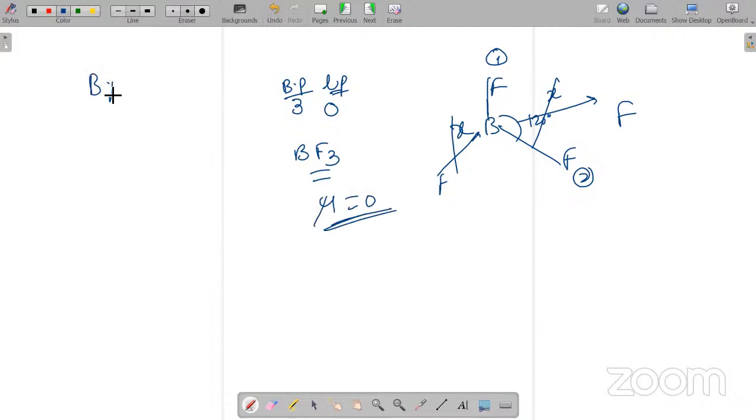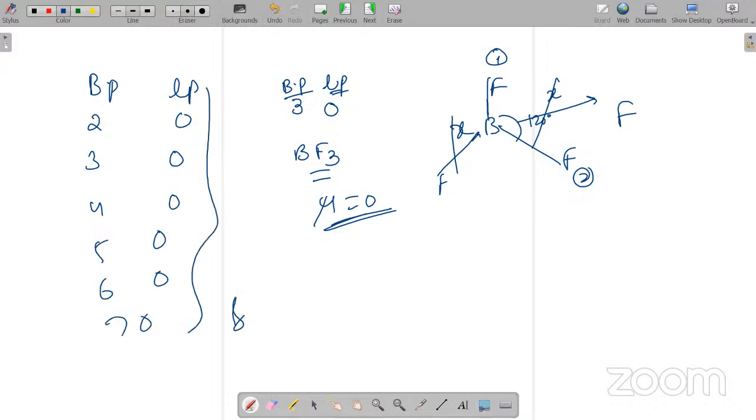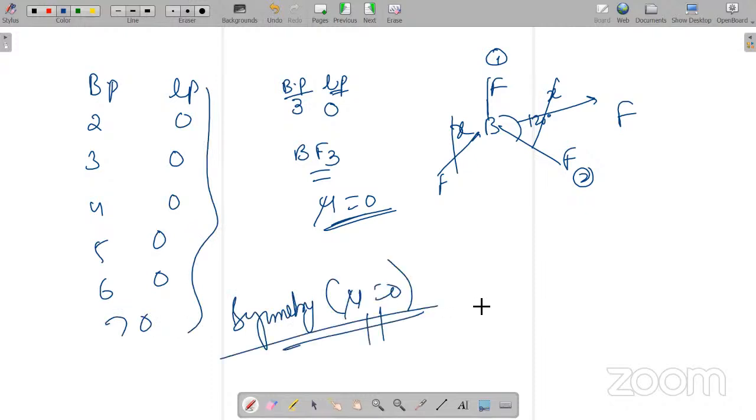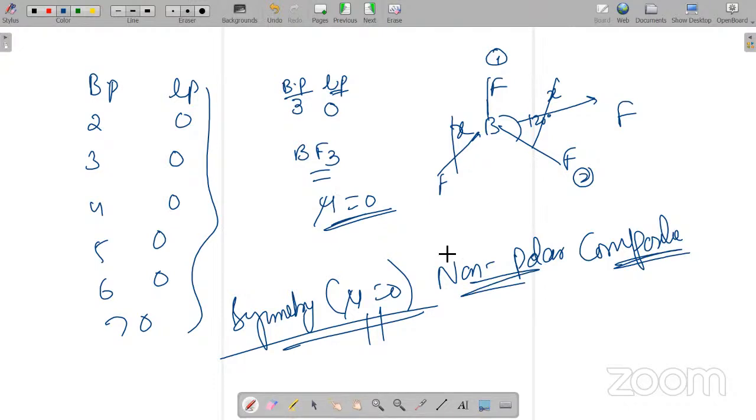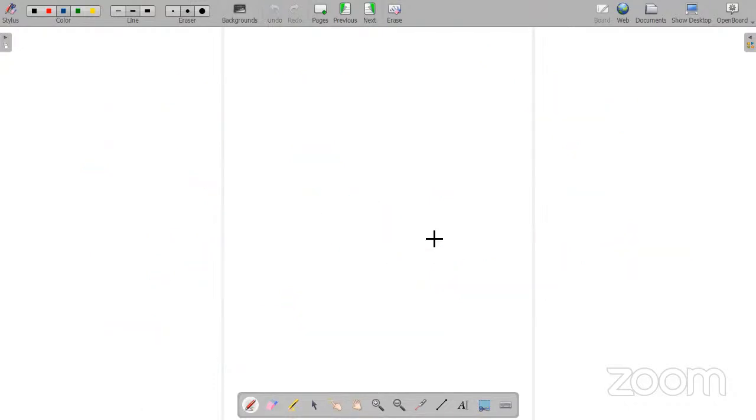Again, I am writing here bond pairs and lone pairs: 2 bond pairs, 0 lone pairs; 3, 0; 4, 0; 5, 0; 6, 0; 7, 0, which are having symmetry, where the dipole moment is 0. Where the dipole moment is 0, we can also call it a non-polar molecule. That is non-polar molecules.